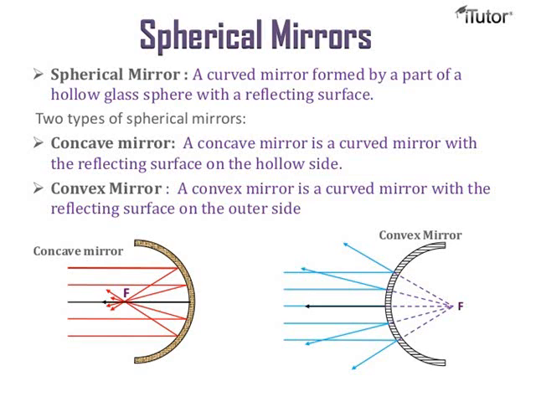A concave mirror is a curved mirror with the reflecting surface on the hollow side. So a mirror has two surfaces. One is the reflecting surface and the other one is the non-reflecting surface. Even in the plane mirrors which you use for dressing up yourself, you can see the two surfaces.